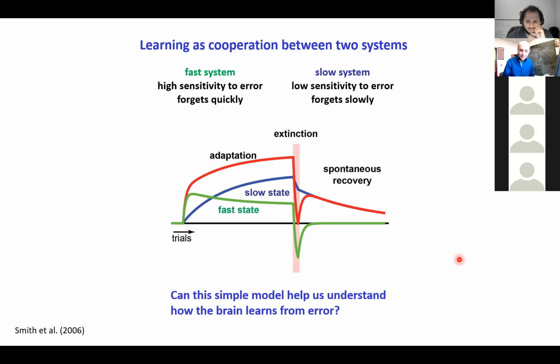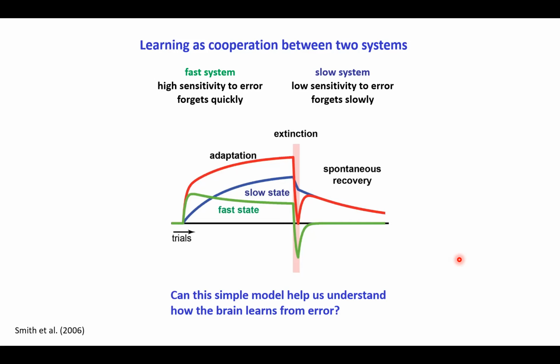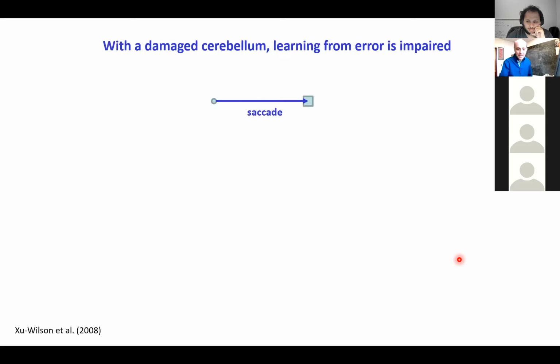Now, this is just math, right? We're not doing anything about the brain. We're just imagining in principle how it can happen. I haven't told you anything about the cerebellum. I've been just talking about this interesting phenomenon of spontaneous recovery. It's because we discovered these things, as you can see.